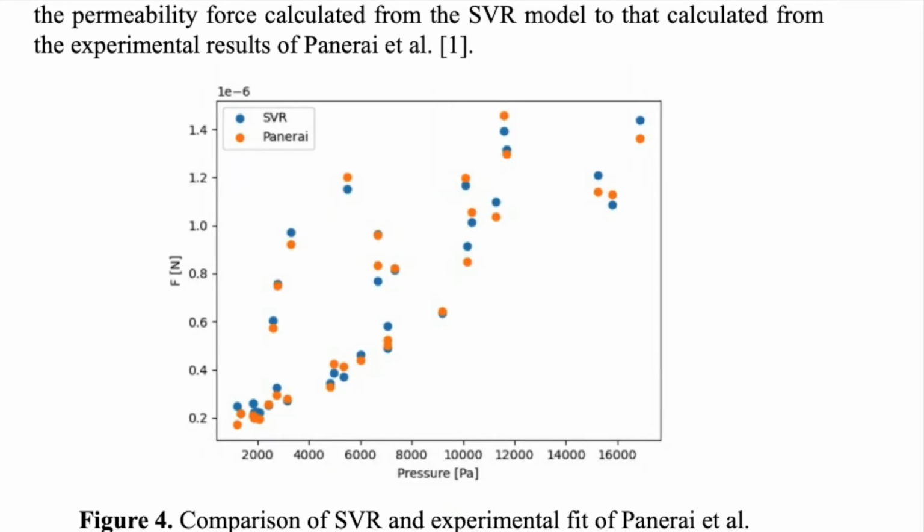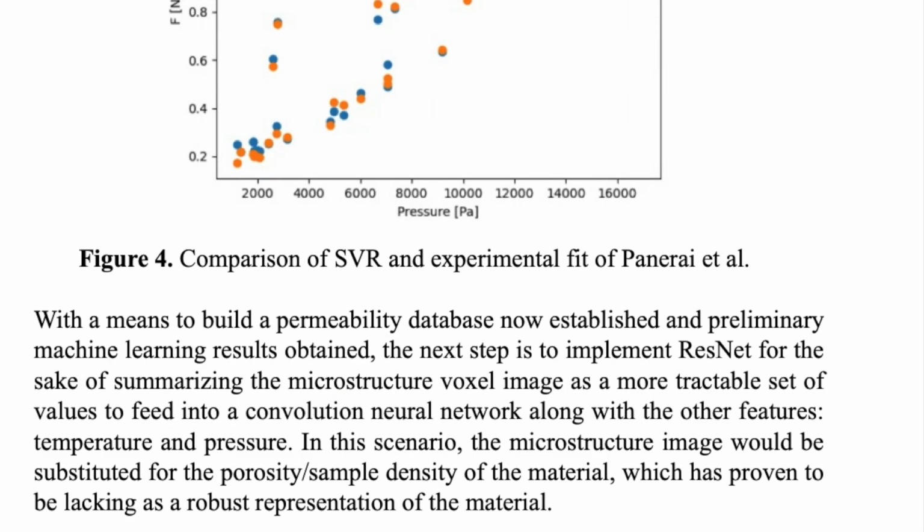This was done using the support vector regression method, SVR for short, which is essentially the simplest neural network currently available. The results of this are shown in figure 4, where blue are the results of a model trained using the SVR method, and orange are the experimental results for the effective permeability from Panerai. As can be seen visually here, SVR is capable of predicting the effective permeability, typically within 10% error of the results predicted from experiment.